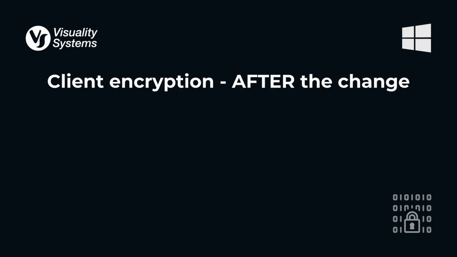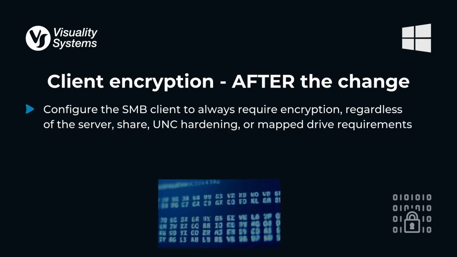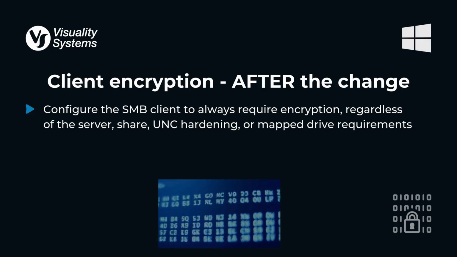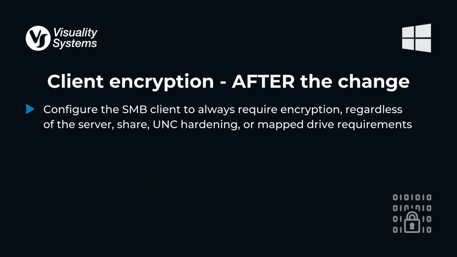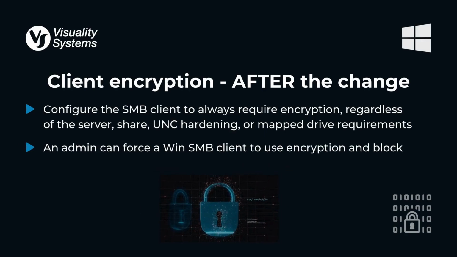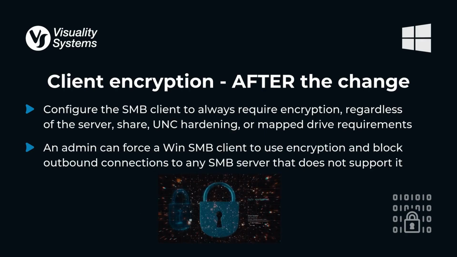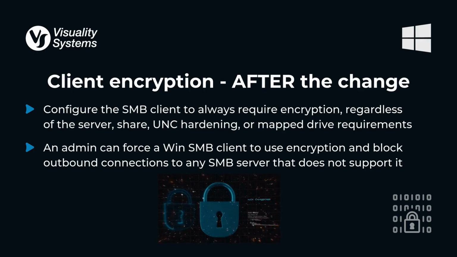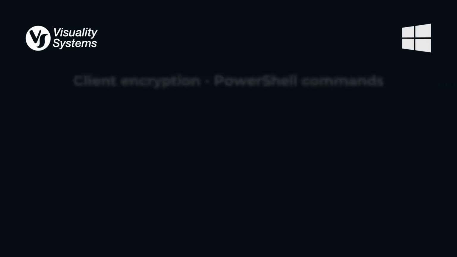With the change in place, the SMB client is configured to always enforce encryption, ensuring secure communication regardless of server settings, share configurations, or map drive requirements. Administrators now have the ability to mandate encryption for Windows SMB clients, blocking outbound connections to any server that doesn't support it, reinforcing security across the network.